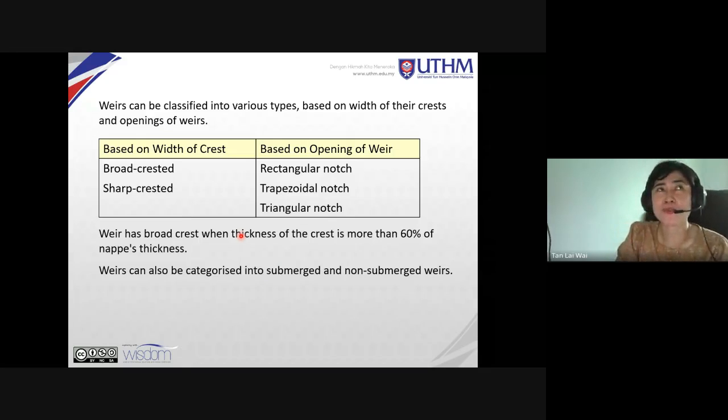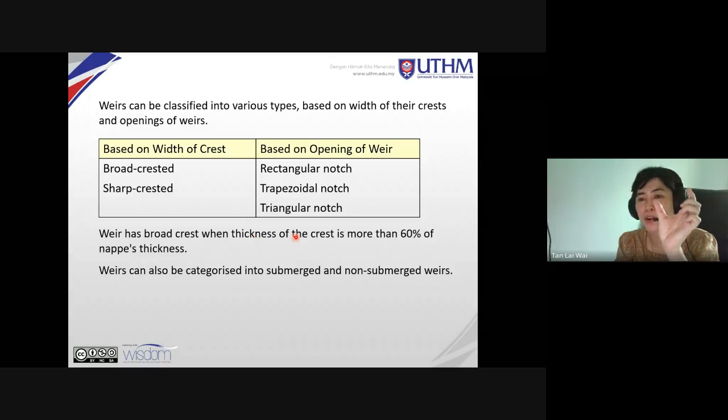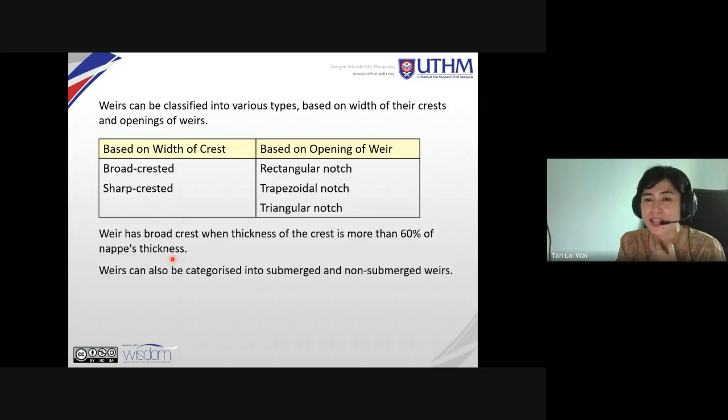Now, classification of weir can be made based on the type, the opening, the width of the crest, or even whether it's submerged or not submerged. Based on the width of the crest, it can be classified as broad or sharp-crested. Whether it's broad or sharp-crested depends on the width of the crest compared with the net thickness. If the thickness of the crest is more than 60% of the net thickness, then it is classified as broad-crested.